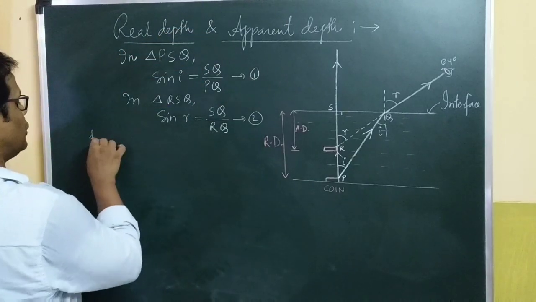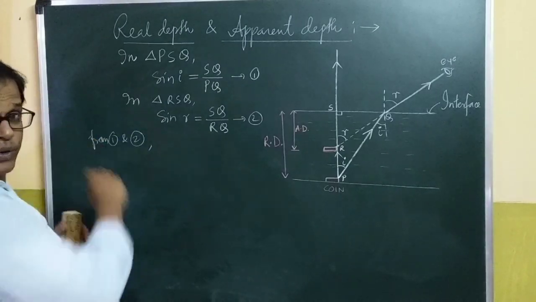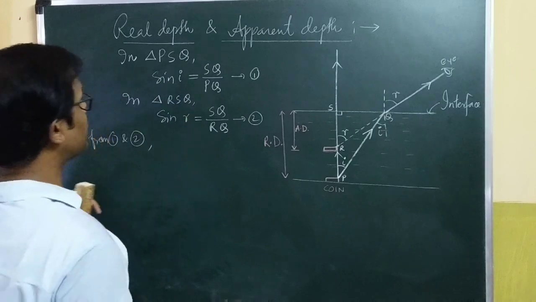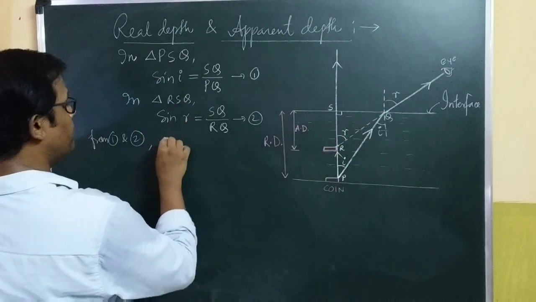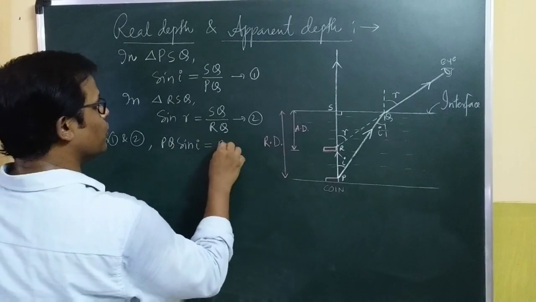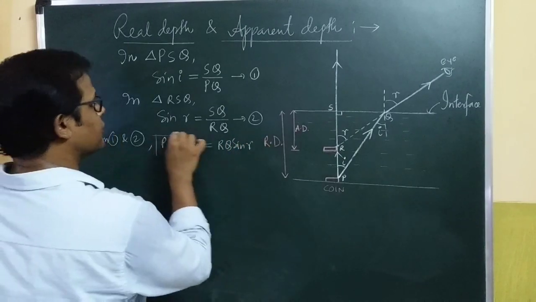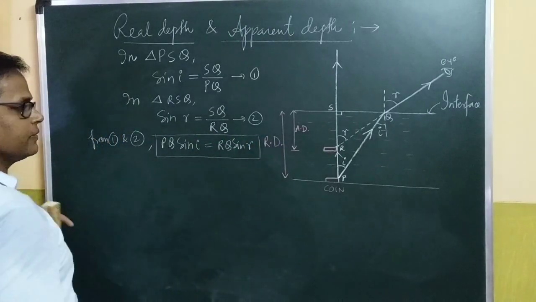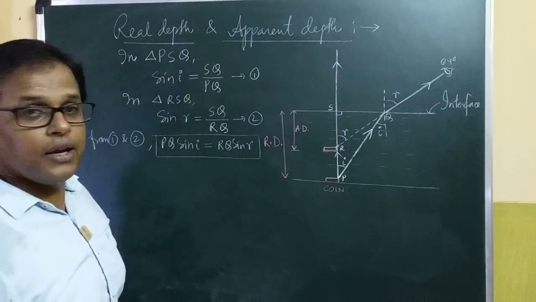So from 1 and 2, looking into the common side, we can write PQ sine i should be equal to RQ sine r. Let us keep it in a box: PQ sine i should be equal to RQ sine r.